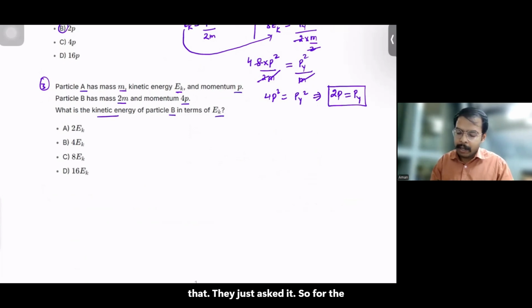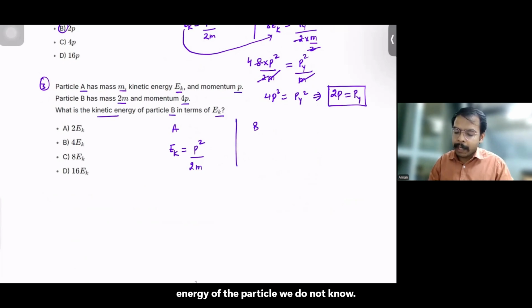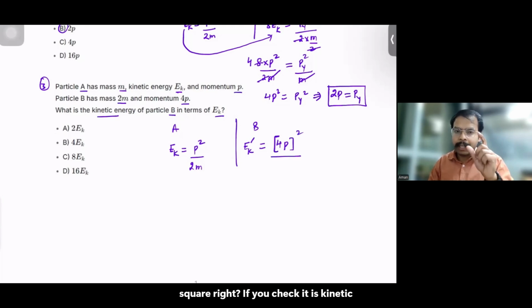Anyway, they just asked it. So for the particle A, what you're gonna do? You're gonna do the same thing. Kinetic energy is momentum of the particle over 2 times mass of the particle. Same thing you do for B. So for B, kinetic energy of the particle, we do not know. Let us say kinetic energy prime, right? We do not know its kinetic energy. But the momentum is given, which is 4p. You know that as per the formula, it's momentum square, right? Kinetic energy equals momentum of the particle square divided by 2 times mass of the particle. The mass of the particle is 2m.